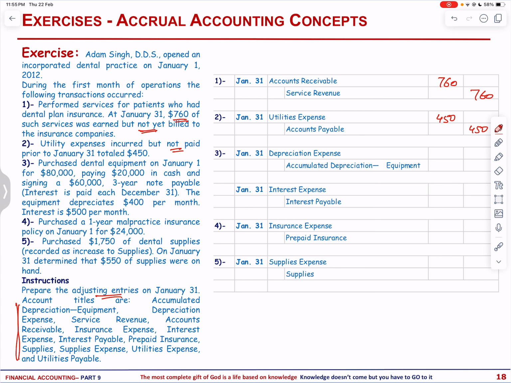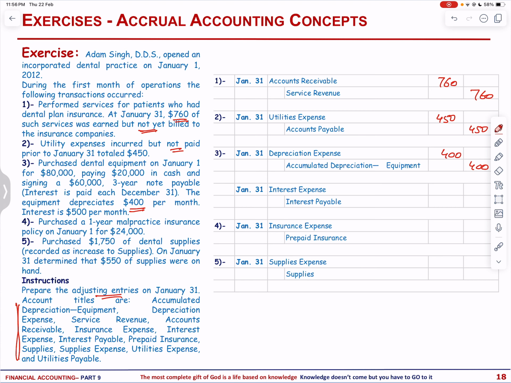Then purchased dental equipment on January, paying this amount and a 3 year note payable. The equipment depreciates at the rate of 400 per month. We are preparing this on a monthly basis. So depreciation is debit by 400 and accumulated depreciation is credit by 400.